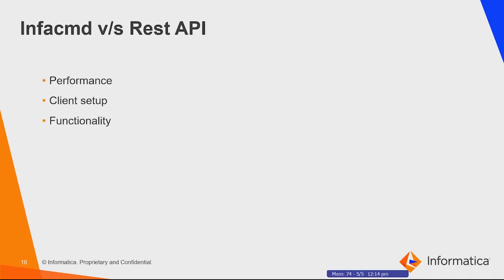The third metric is functionality. InfraCMD functionalities related to CI/CD are always a superset of the REST API functionalities for CI/CD. As of now, there are certain functionalities in the InfraCMD commands which are not part of the REST APIs. A reference to the command reference guide can very well explain that point. Going further, we will see what functionalities are available as part of the REST API.